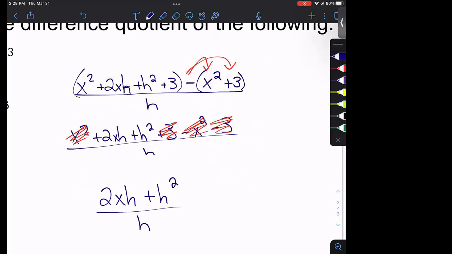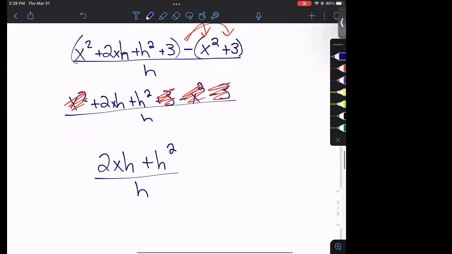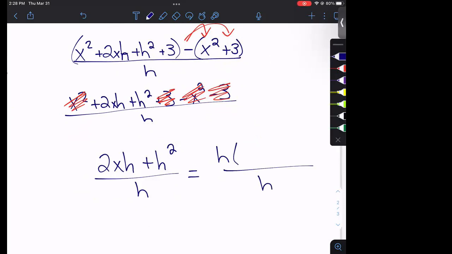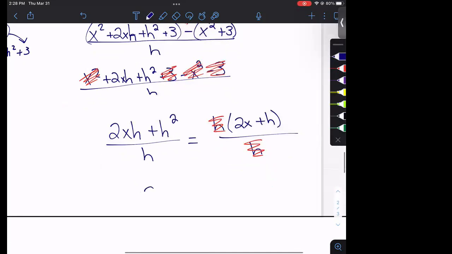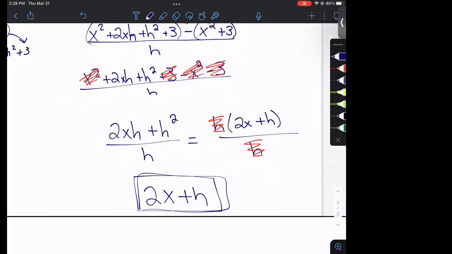So as you probably heard, there are a lot of h's in this problem. So I'm going to look and see if I can factor out an h. In this case, I can factor out an h from the top from both terms. So if I factor an h out of 2xh, that just leaves me with 2x. If I factor an h out of h squared, I still have an h. And now looking at this, we're allowed to cancel the h in the numerator with the h in the denominator, leaving us with an answer of 2x plus h. And that is our final answer.